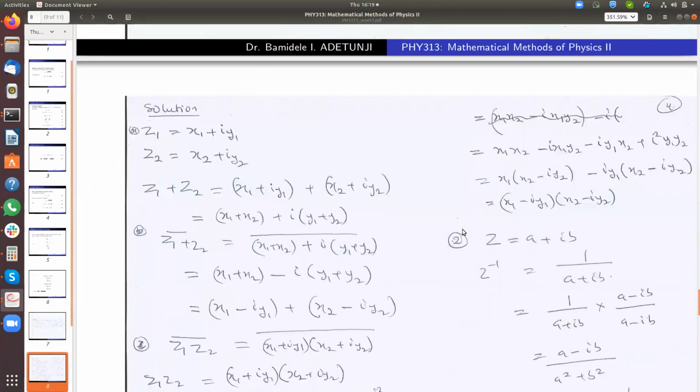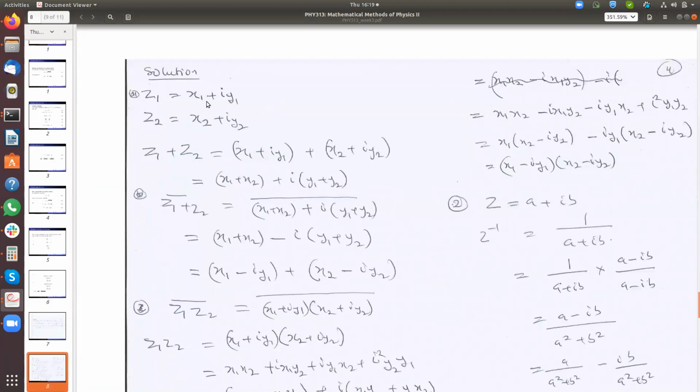Now the first one, we say that z1 is equal to x1 plus iy1, then z2 is equal to x2 plus iy2. If you are to add them, you only take those that have something in common. For z1, this is the real part, and for z2, this is the real part. You bring the two together, x1 plus x2. For z1, this is the imaginary part, and for z2, this is the imaginary part. You take them together, you have y1 plus y2 times i. So now you have solved the first one.